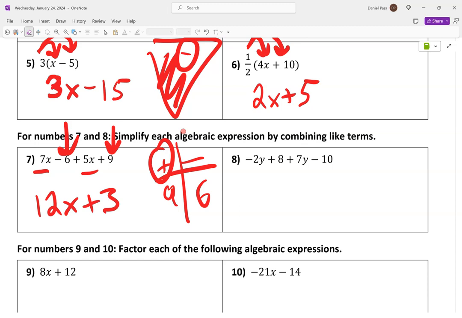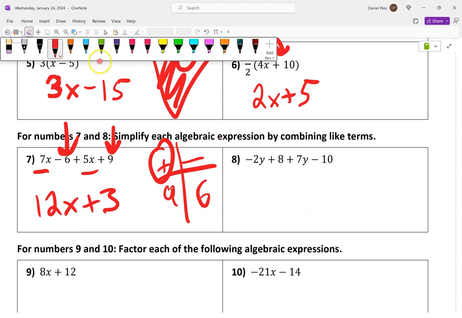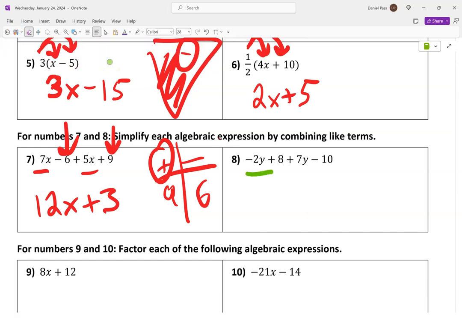Okay, we could factor that one, couldn't we? But we're not supposed to. They didn't ask us to. Alright, let's change colors, shall we? Okay, so we need a good guys, bad guys for that one. So good guys win by 5, right? So positive 5y.